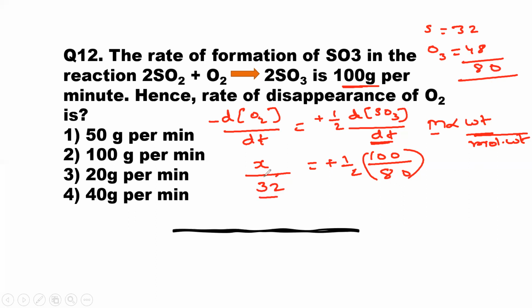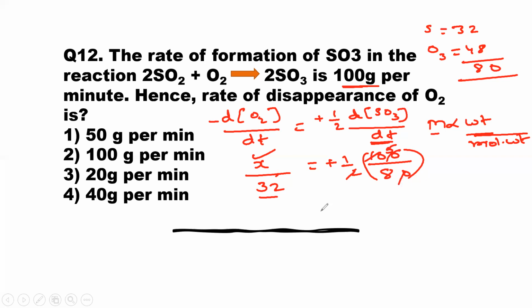Molecular weight of oxygen is 32. So X by 32 is equal to plus 1 by 2 into 100 by 80, because they are asking the rate of disappearance of oxygen, so 32 will go to this side. So by solving this, you'll get the answer. Let us check the answer now. 32 into 100, the zeros get cancelled here, and 2 here 5 times. So that is 32 into 5 by 8. How much is it? X is equal to 32 into 5 divided by 8.